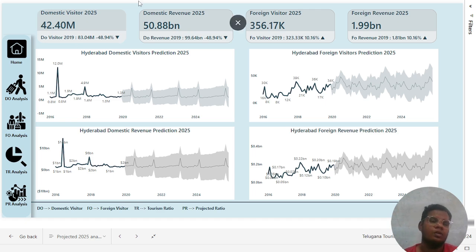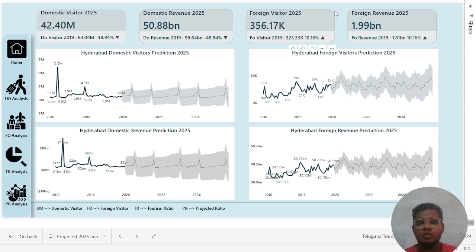If the domestic visitors reduce by a particular percentage, the revenue reduces in the same way, because the revenue is directly tied to the visitors. When visitors come, the revenue increases. Otherwise, it's the same, a vice versa scenario.